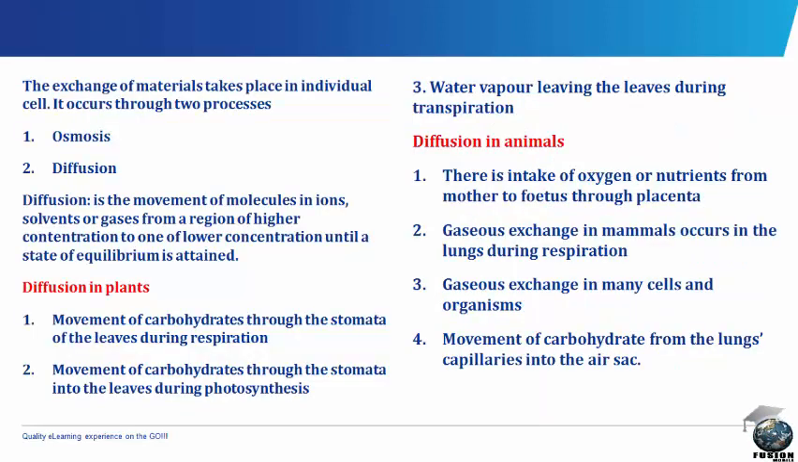The exchange of materials takes place in individual cells. It occurs through two processes. 1. Osmosis, and 2. Diffusion. Diffusion is the movement of molecules in ions, solvents or gases from a region of higher concentration to one of lower concentration until a state of equilibrium is attained.